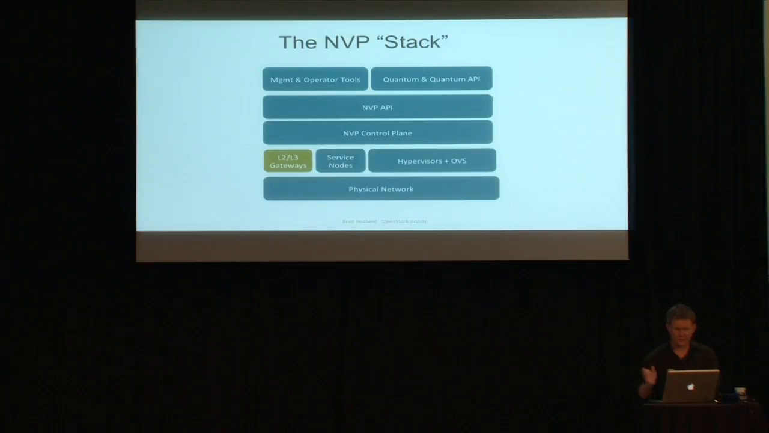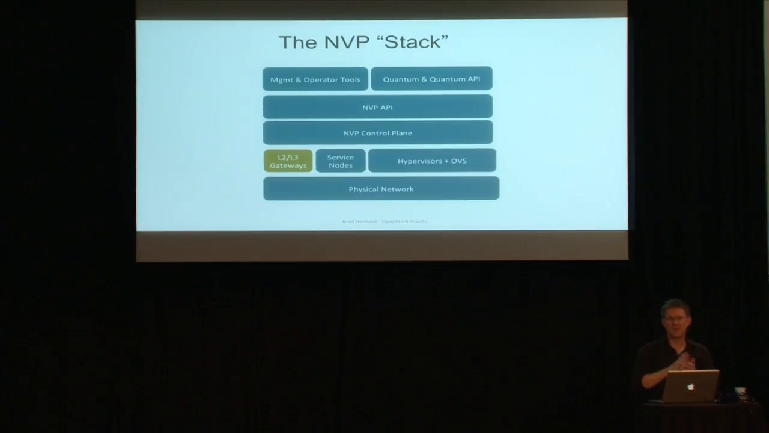Okay, so now we've moved all the way up the stack, and now I'm just going to hit a couple of things on the side. L2, L3 gateway is a really complicated topic that probably could have an entire talk of its own, so I'm just going to touch base. So, gateways at a high level. We talked about how we use tunneling between different OVS devices, which is great when everything you want to talk to is connected to an OVS device. What happens when that's not true? Like, you want to talk to the internet, right? You need a gateway between your virtualized network world and your physical network world.